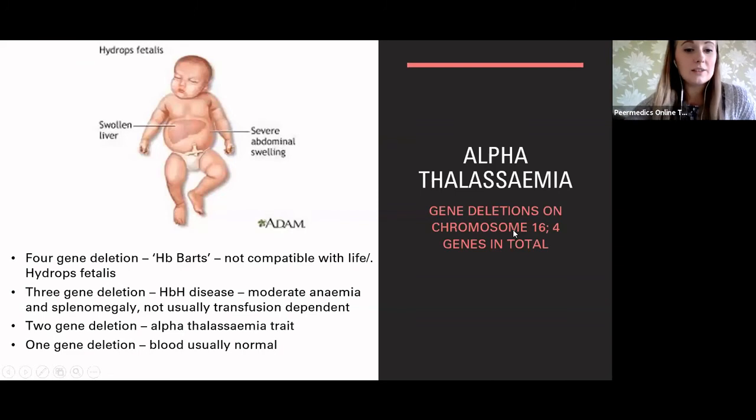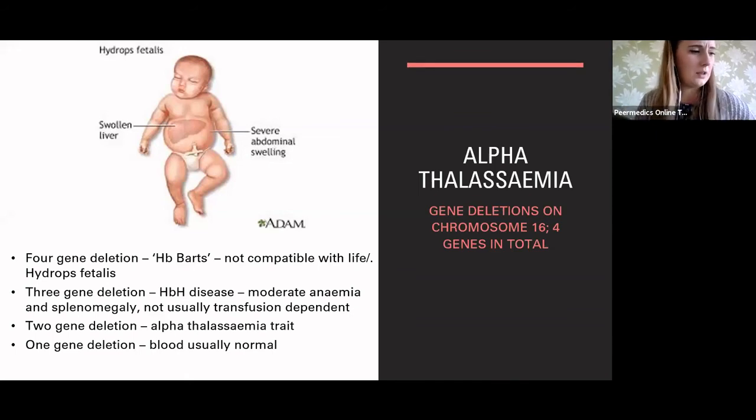Alpha thalassemia. There are 4 different genes on chromosome 16 that can code for your alpha chains. If you've got 4 genes deleted, you get something called HB Barts. Your patient might live a little bit, or they're going to be stillborn. They present with hydrops fetalis, where you get ascites, abdominal swelling, stuff like that.